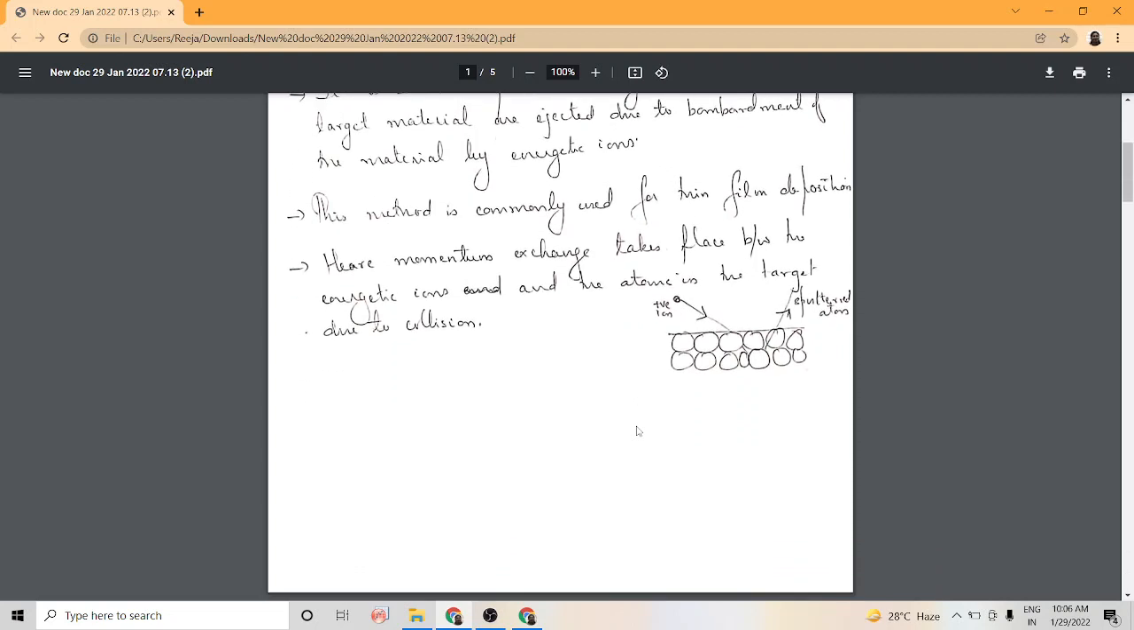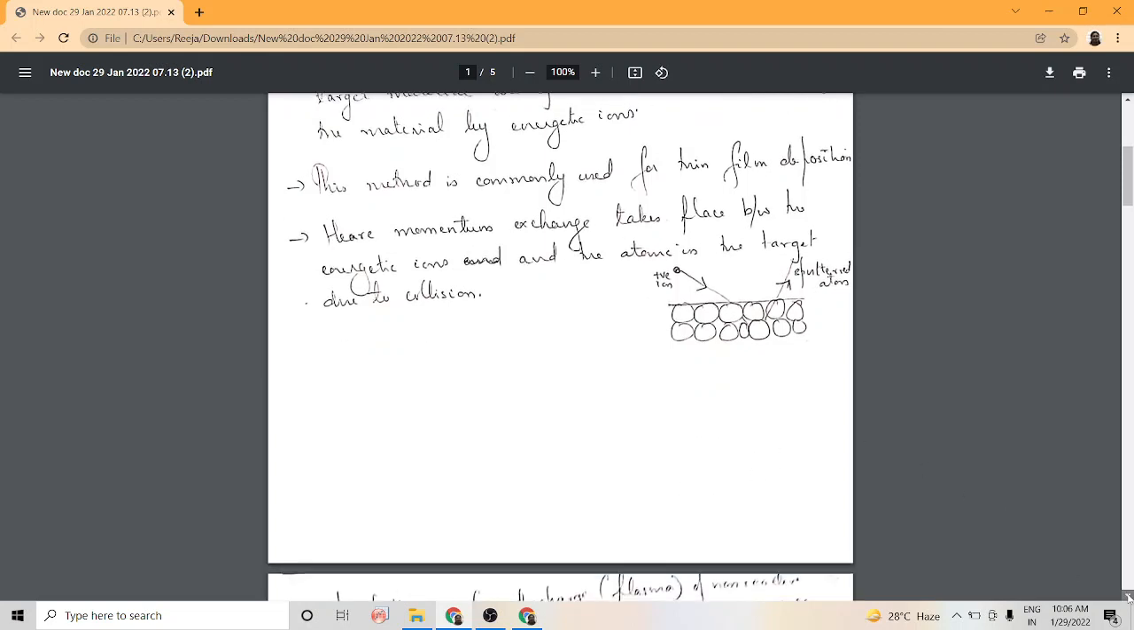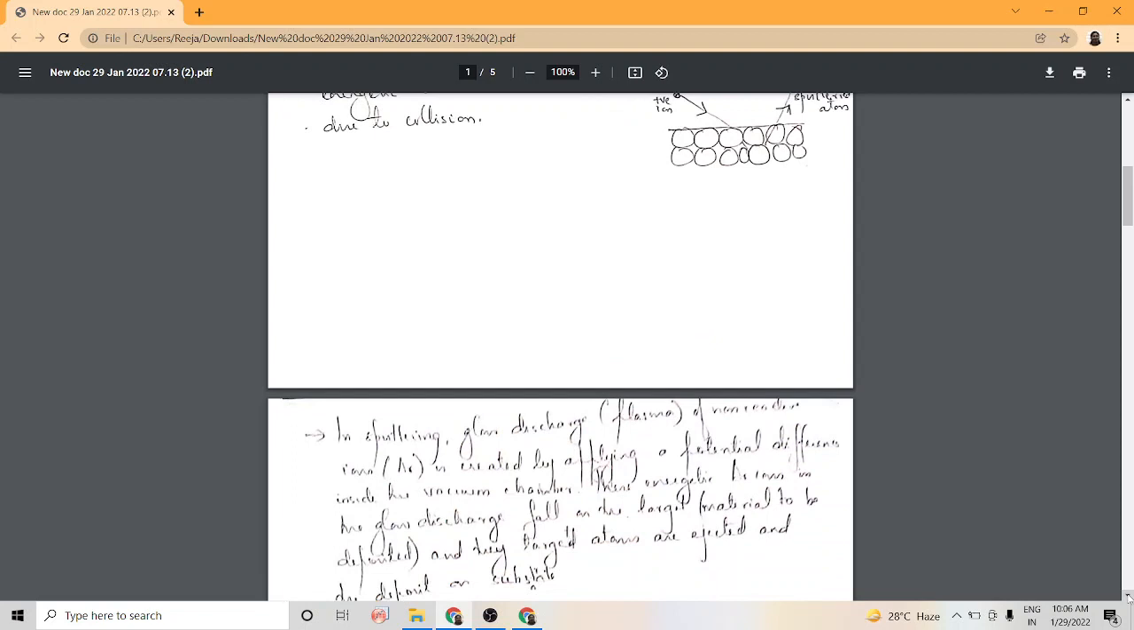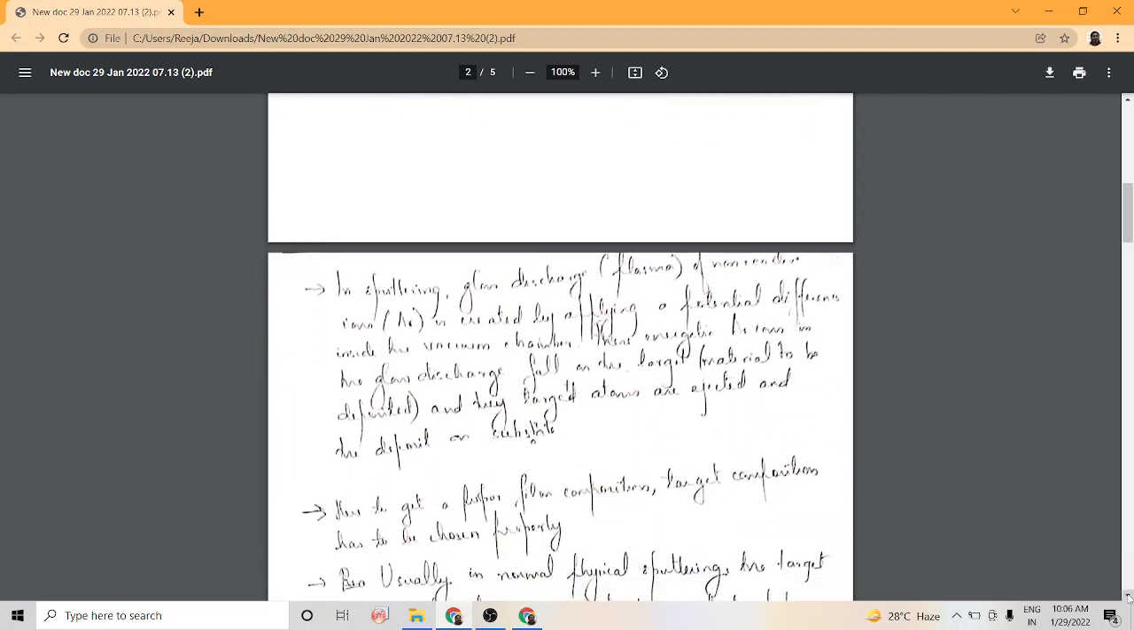Now, when a potential difference is applied between the two electrodes, ionization of the gas will take place and a glow will be produced inside the discharge tube. This is called glow discharge. As a result, the gas gets ionized into positive ions and electrons. That is, a plasma is being formed. This glow constitutes our plasma. In this manner, we are able to attain the energetic positive ions required for sputtering.